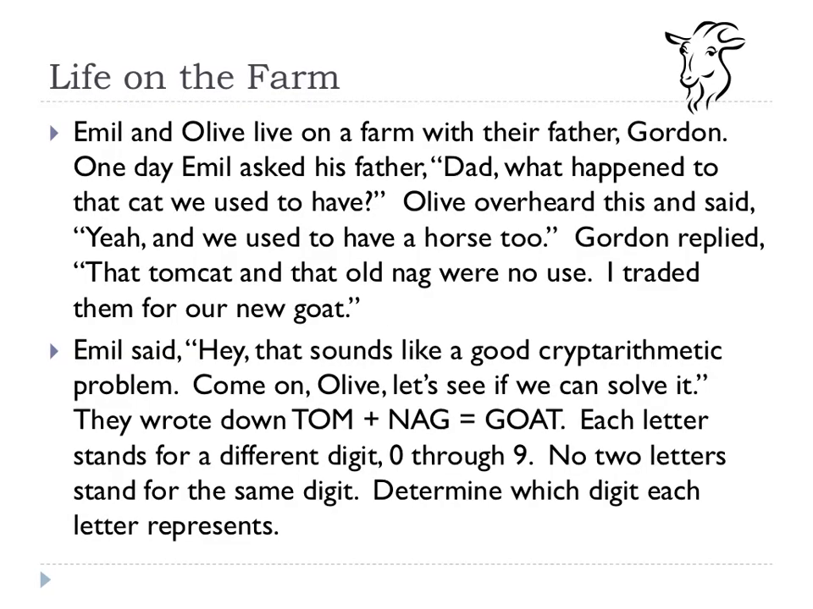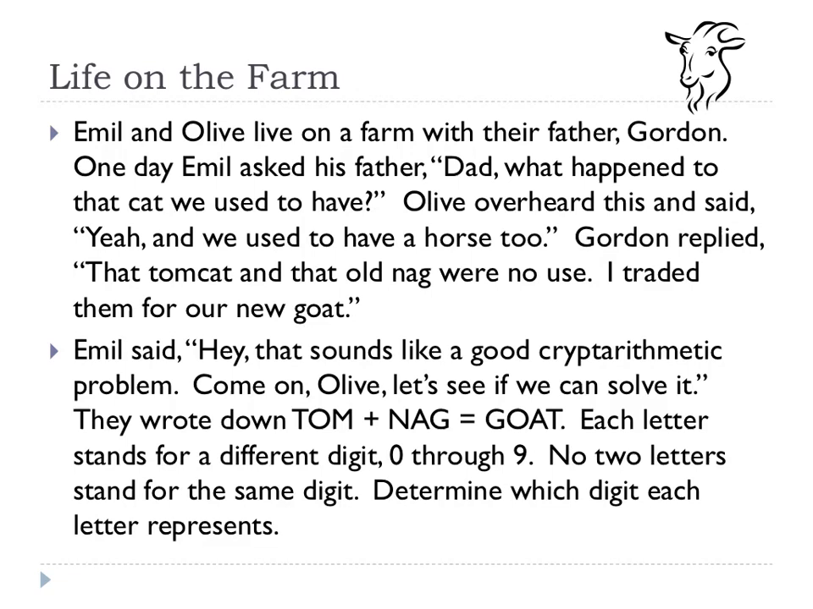The first problem is called Life on the Farm. And this is how it goes. Emil and Olive live on a farm with their father, Gordon. One day, Emil asked his father, "Dad, what happened to that cat we used to have?" Olive overheard this and said, "Yeah, and we used to have a horse, too." Gordon replied, "That tomcat and that old nag were no use. I traded them for our new goat."